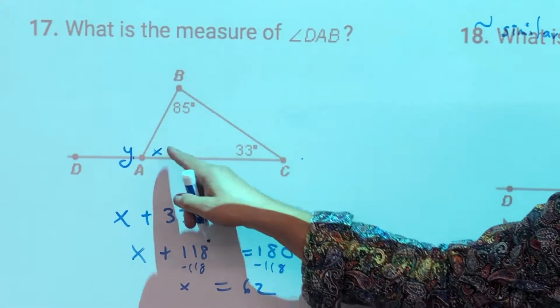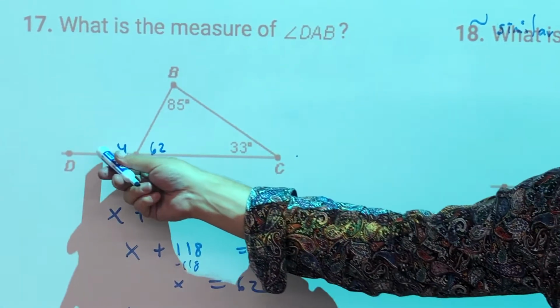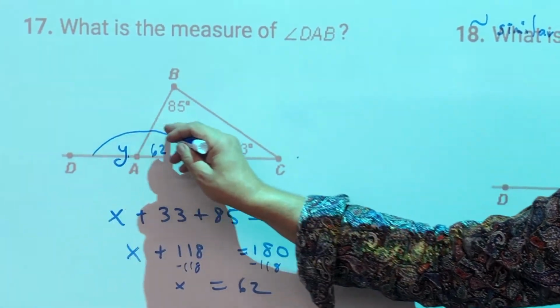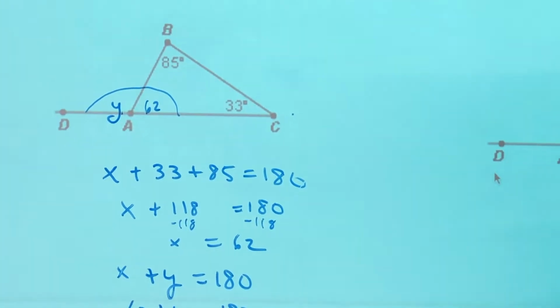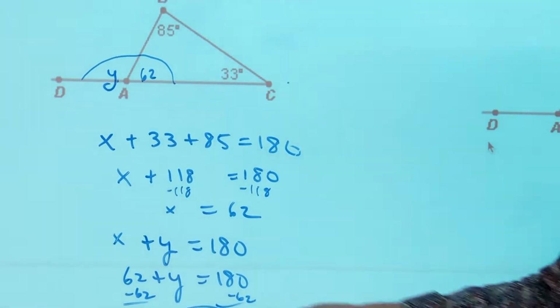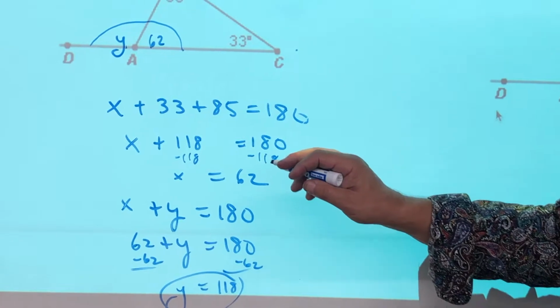Now that we know that, we can use that information and figure out that this entire thing, these two angles right there, are equal to 180. So we write x plus y equals 180. We know x is 62, plus y equals 180. Subtract 62 on both sides. Y is equal to 118.